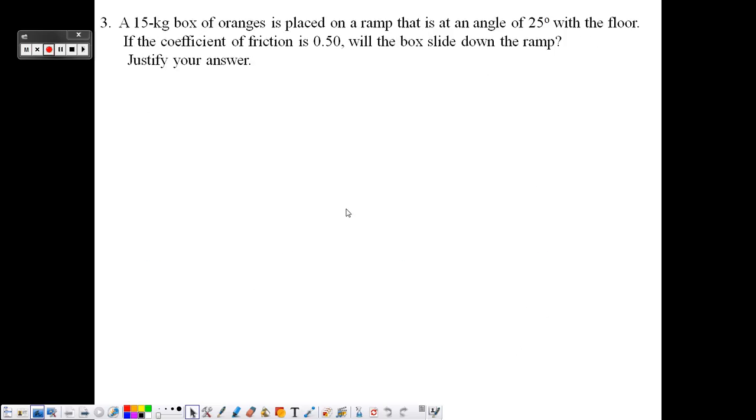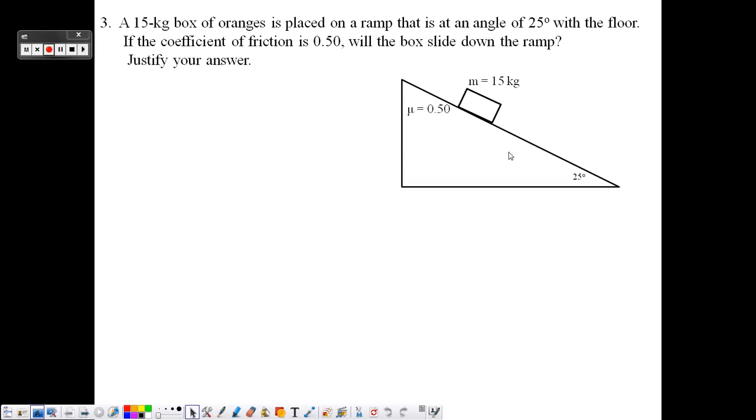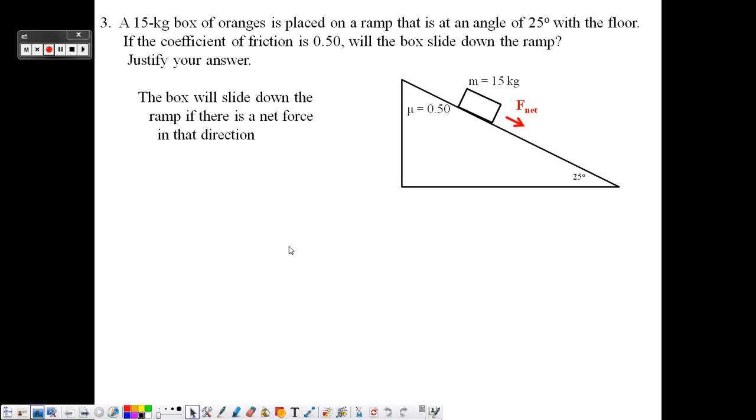Okay, next example. I have a box of oranges placed on a ramp. Here's my ramp, 25 degree incline. 15 kilogram box of oranges. The friction coefficient is 0.5. We want to know, will the box slide down the plane? Well, it will slide down the plane if there is a net force in that direction. That's what we have to find out. Will there be a net force?